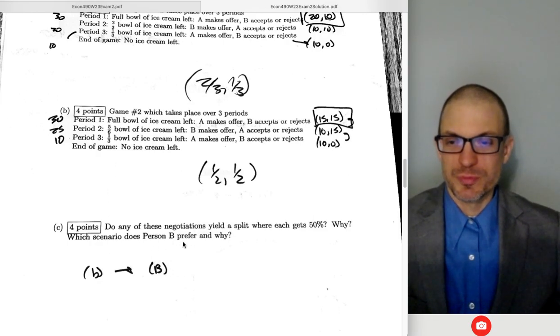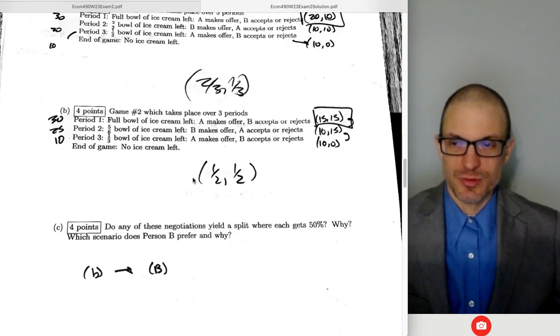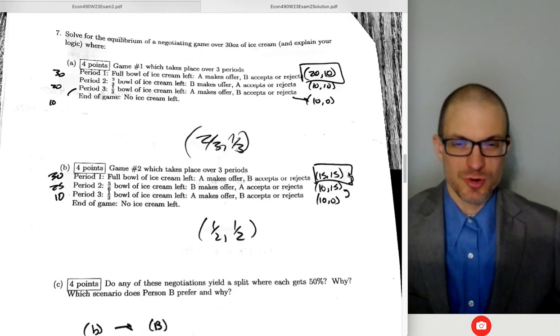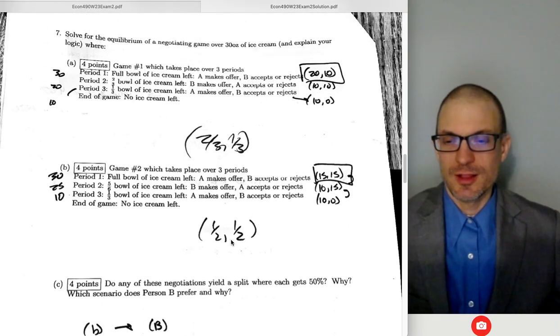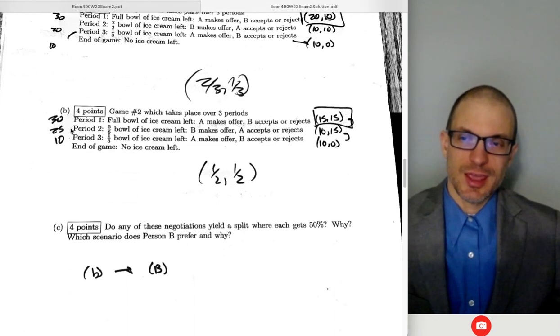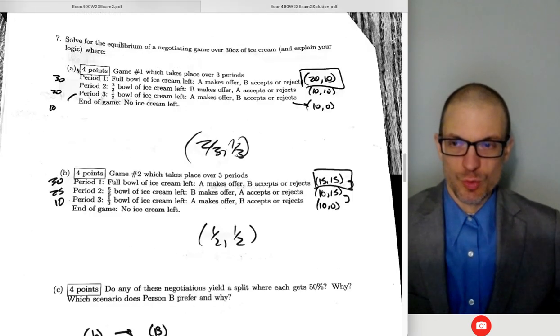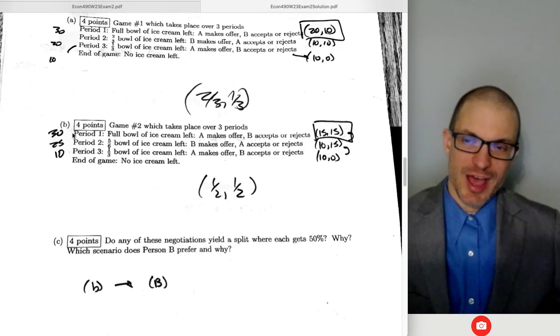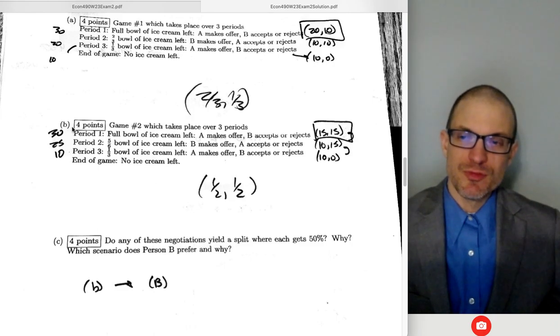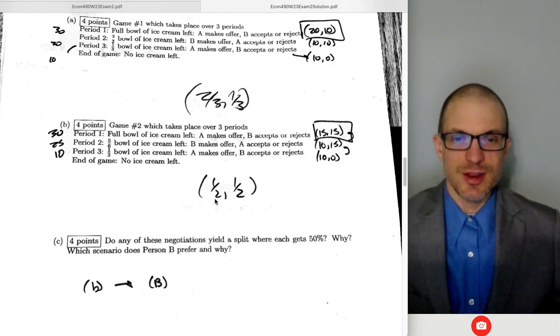In what scenario does person B prefer? Also, person B prefers scenario 2, because person B gets 15 there instead of 10. And what's going on here is it happens that this non-constant decay rate tips things in favor of person B and tips things away from person A, despite the fact that we have an odd number of periods, right? Remember, if you have an odd number of periods, as the number of periods extends to infinity, we approach the 50-50 split, in the limit.